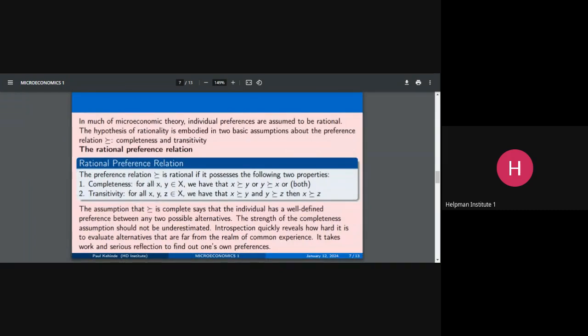So when do we say a preference is rational? Remember, a preference relation: instead of saying a preference relation, mathematically we represent it with this symbol. This symbol means preference relation. Preference is the set itself. This is preference. This is preference relation. I hope this is clear.